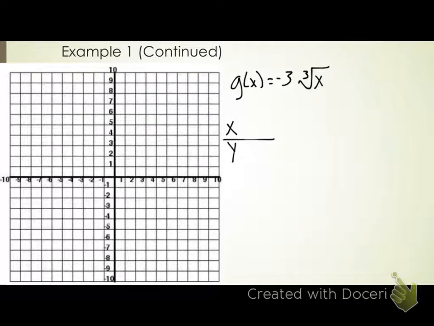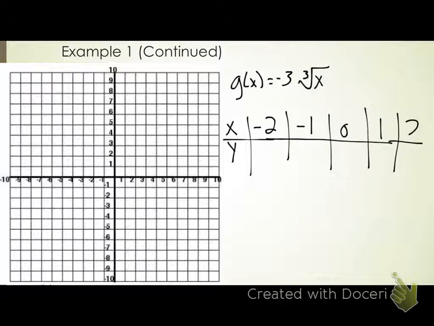So once again, I'm creating an XY table. Now let's just use negative 2, negative 1, 0, 1, and 2. Some negative numbers, some positive numbers, 0. This will be pretty good. Plug in negative 2. So with the cube root, negative 2 times negative 3, which gives me 3.78. Just typing it in your calculator.